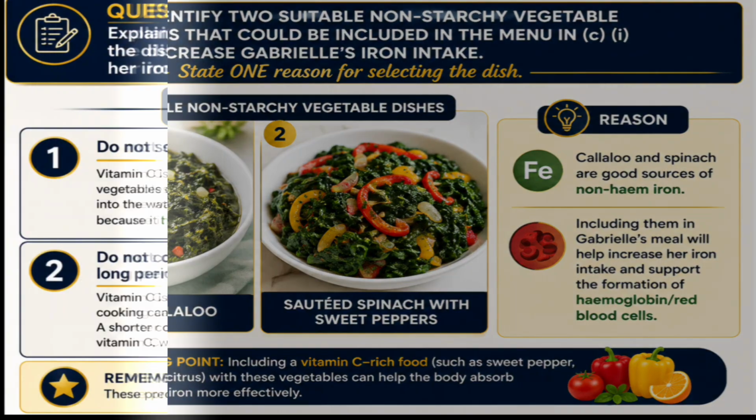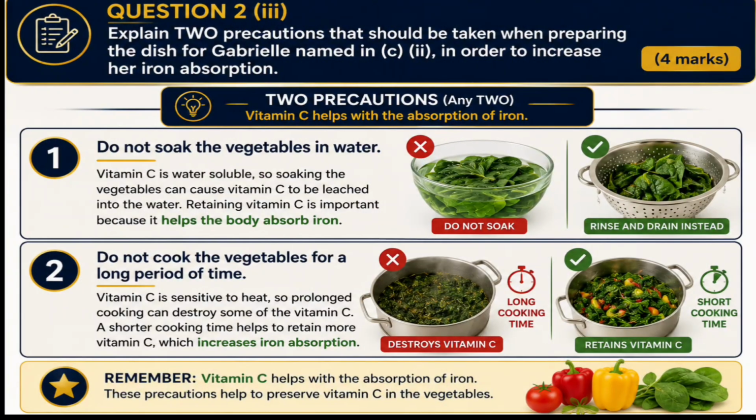All right, guys, next part. Explain 2 precautions that should be taken when preparing the dish for Gabriel named in C2 in order to increase her iron absorption, right? And this question is worth 4 marks. Now let us look at 2 precautions here. Now basically this question is asking you, how is it that we can conserve vitamin C, right? As vitamin C will aid in the absorption of the iron.